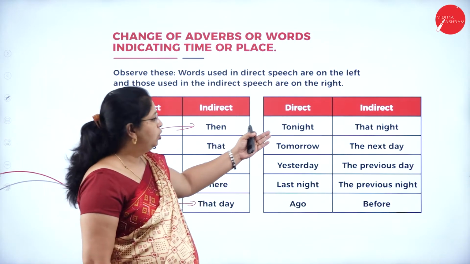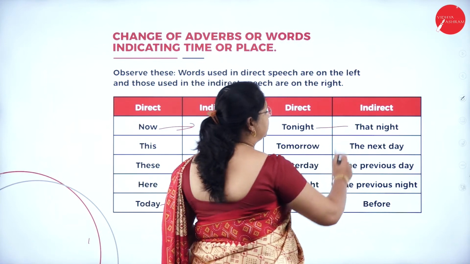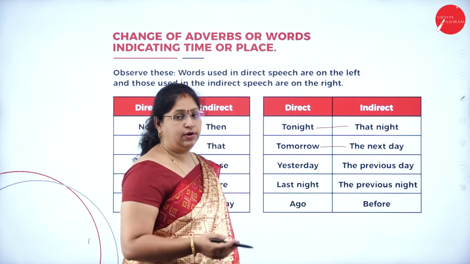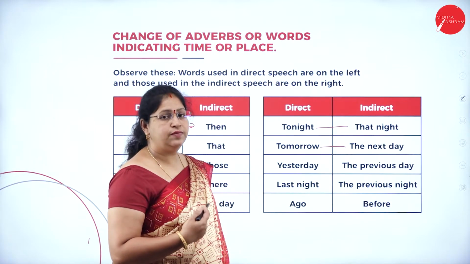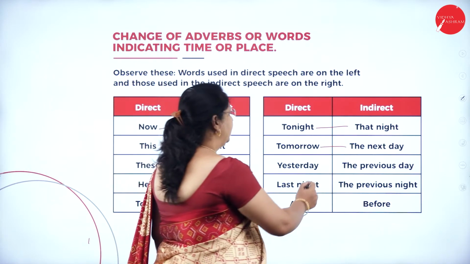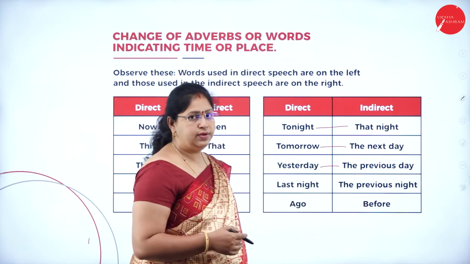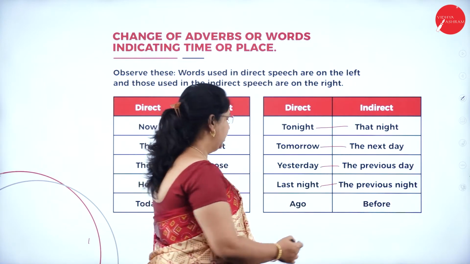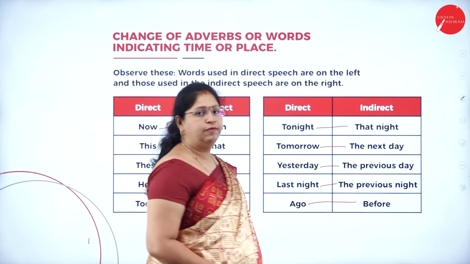Here are a few more. Tonight becomes that night. Tomorrow becomes the next day. We will not say tomorrow itself in the indirect speech. We say the next day. Yesterday becomes the previous day. Last night becomes the previous night, and ago becomes before.